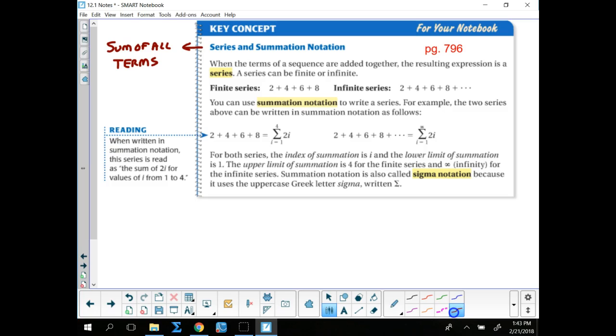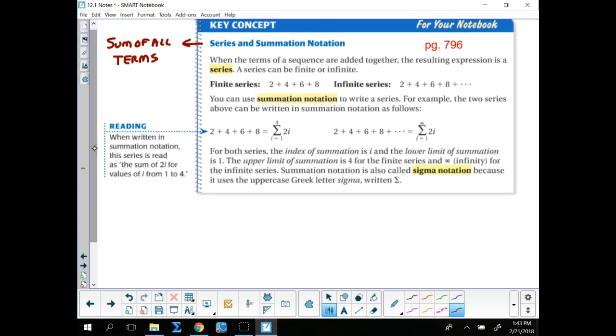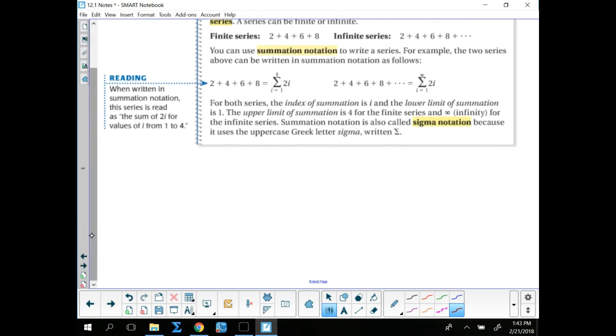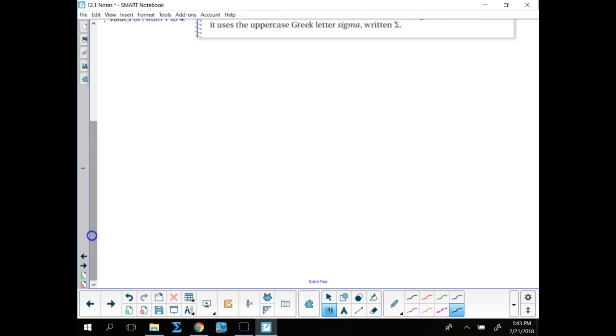Now, that brings into play something called summation notation or sigma notation. To refresh your memories with sigma notation, there is our sigma. Then we define some kind of variable.